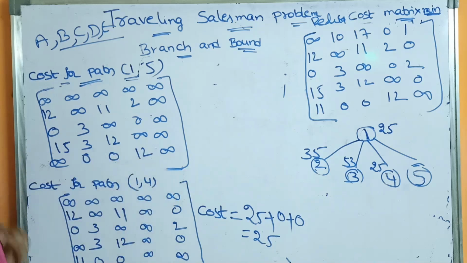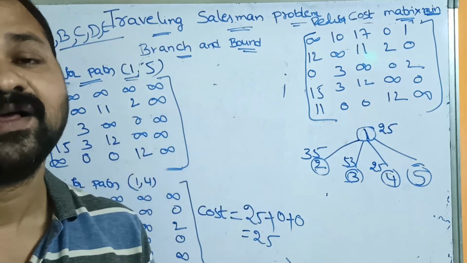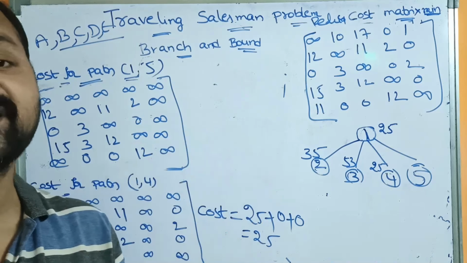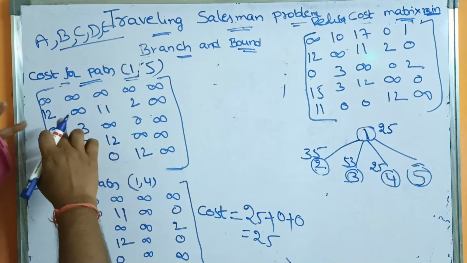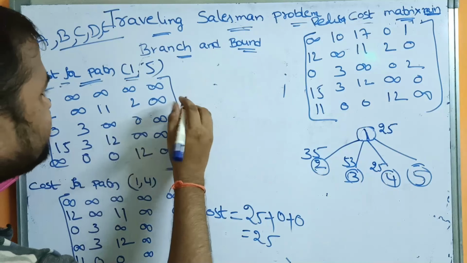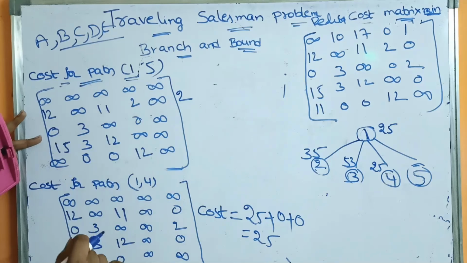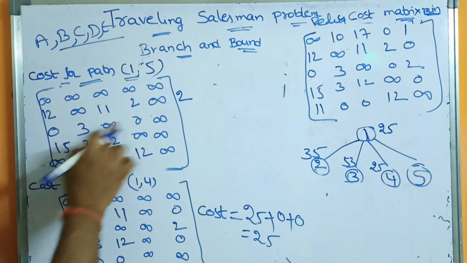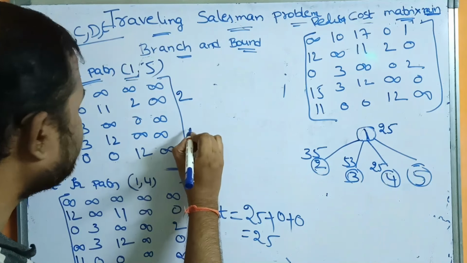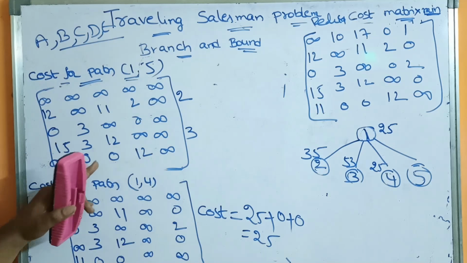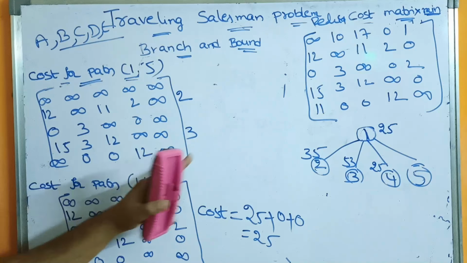Okay. So now let us check whether it is in reduced cost or not. First row all are infinity, no problem. Second row no zero is there. So what is the minimum value? 2. Third row one entry is 0, no problem. Two entries are 0. Fourth row all are non-zeros. So what is the minimum value? 3. Last row we have two zeros, so there is no problem.